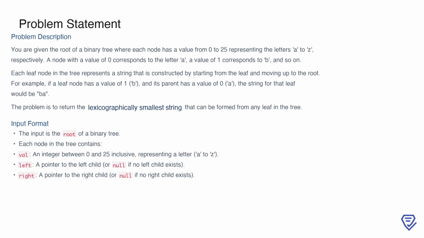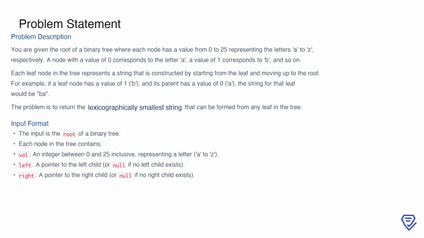In this problem, we are working with a binary tree where each node's value represents a letter of the alphabet. Specifically, the value 0 corresponds to the letter A, 1 corresponds to B, and so on up to 25, which represents Z. Now, the key idea here is that each leaf node in the tree forms a string. This string is constructed by tracing a path from the leaf node back up to the root of the tree.